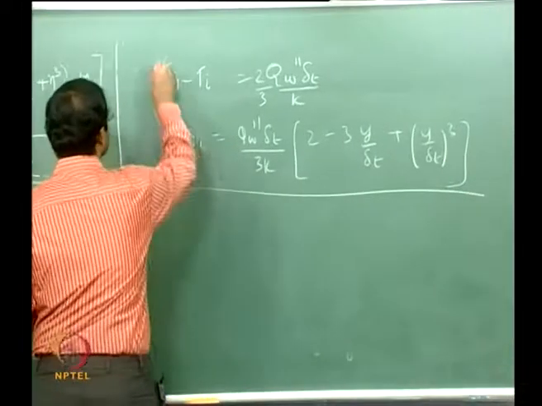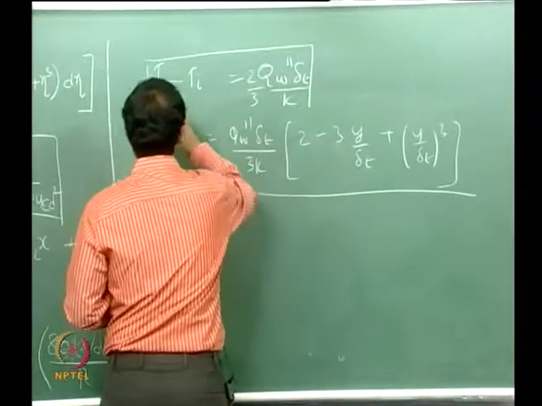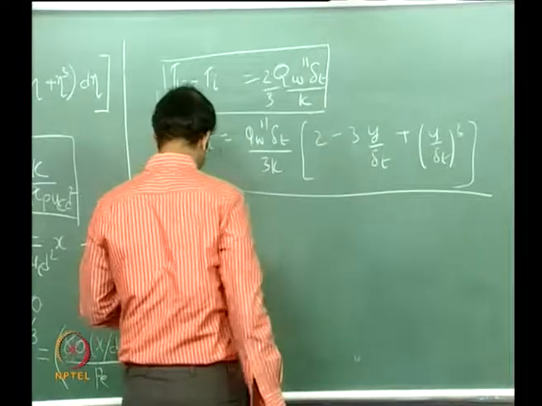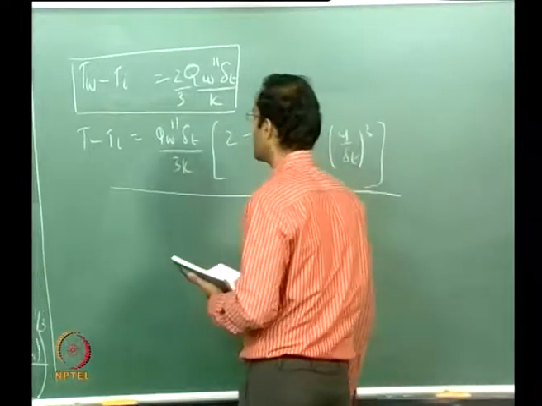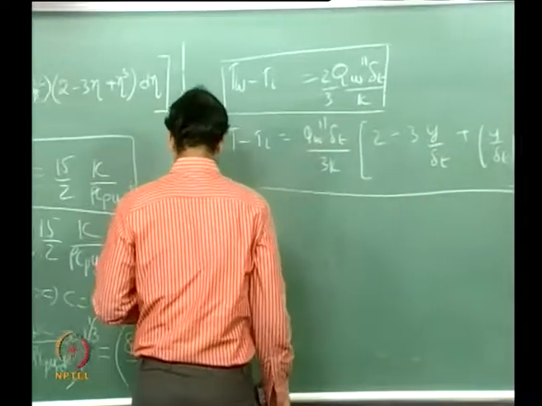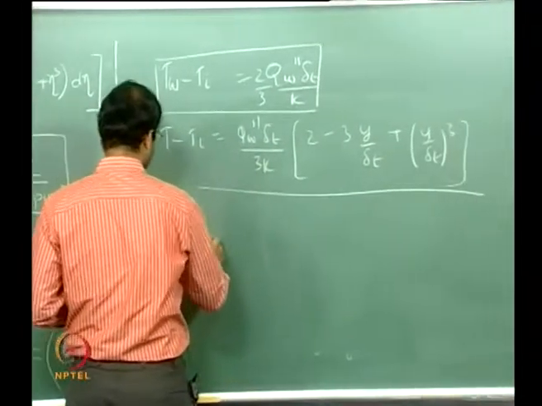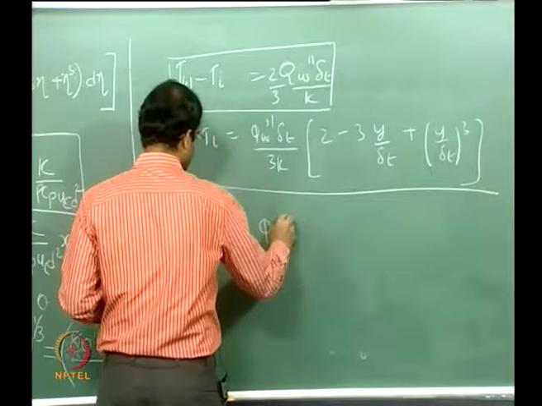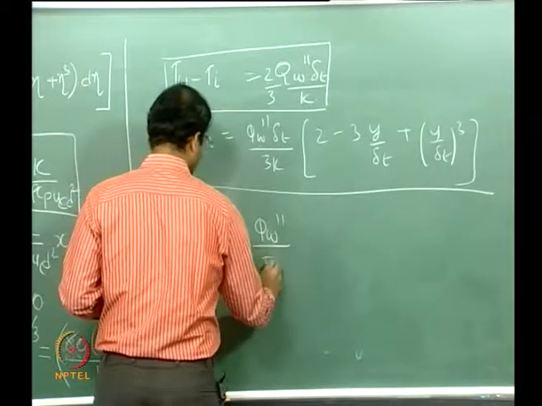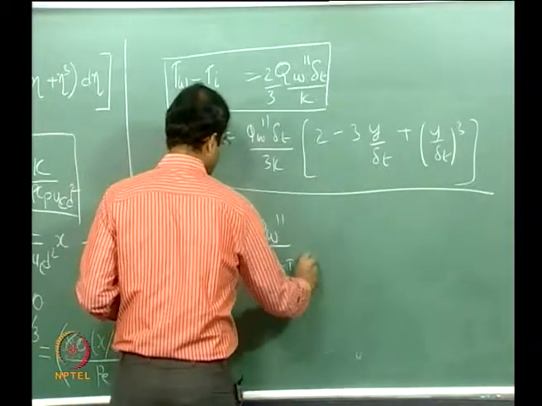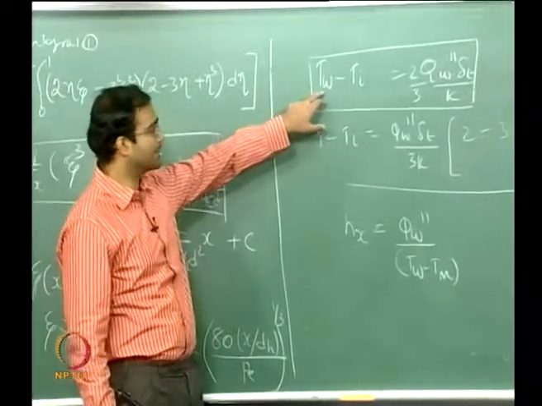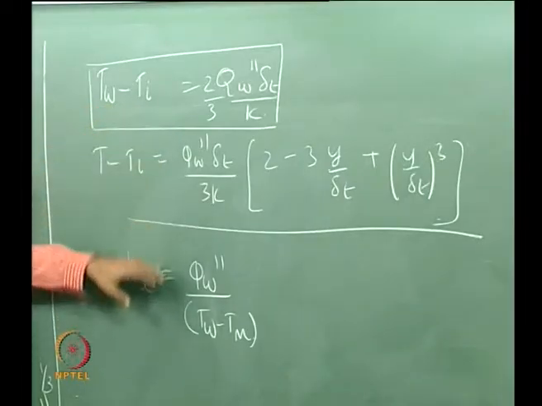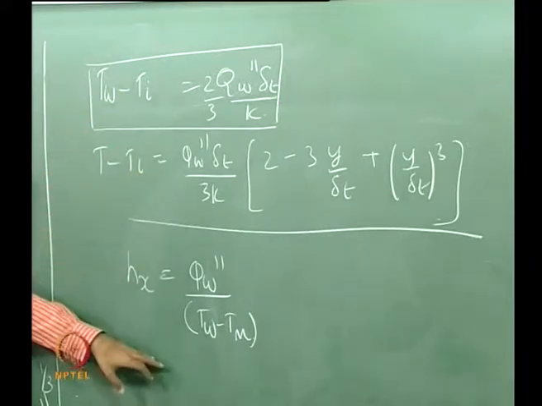Now if you look at this particular expression right here, this is still not complete. We have to get the mean temperature to finally calculate the heat transfer coefficient, because my local heat transfer coefficient is defined as q wall by T wall minus T mean. So I need to get another expression for T mean minus Ti and then subtract both, that will give me T wall minus T mean.